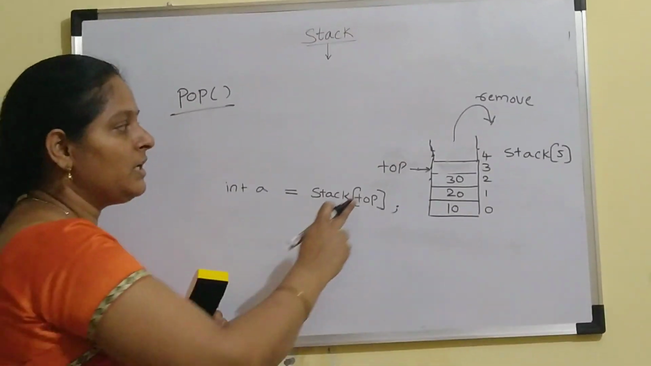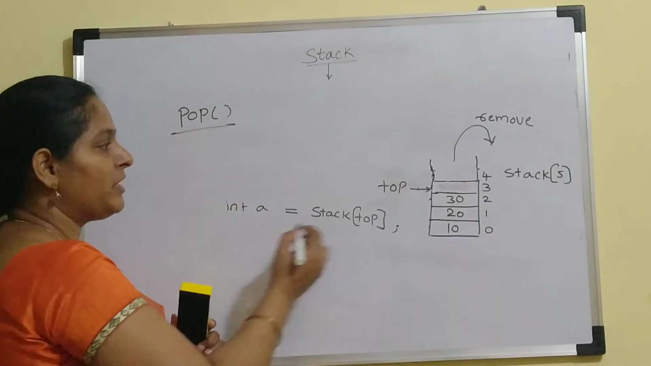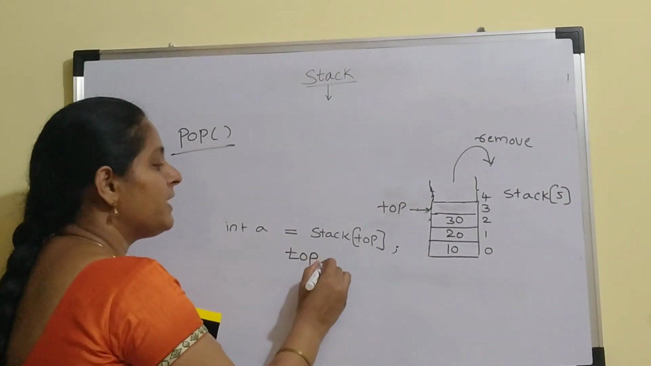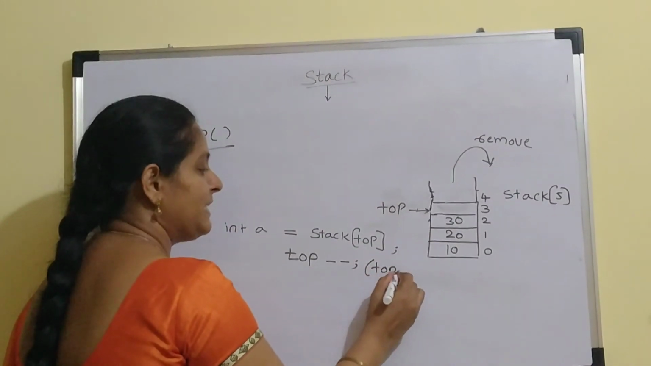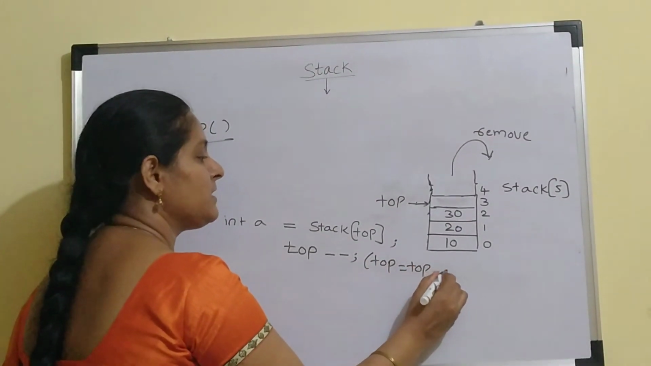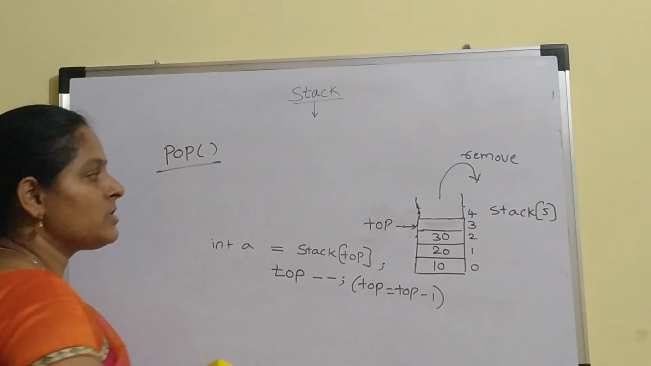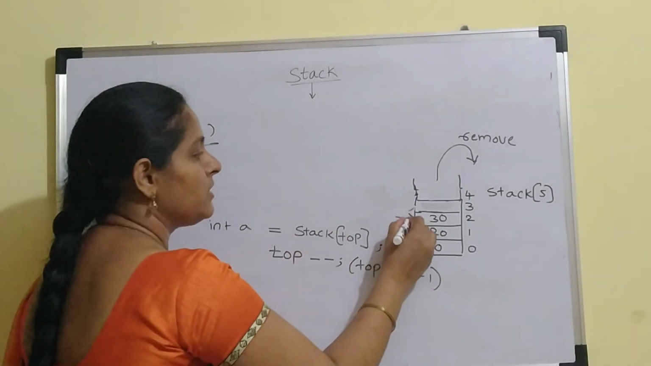After removal, the next element should be the top element. So for making the next element the top element, we need to decrement the top pointer by 1. Top equals top minus 1. So automatically after removal, the next element becomes top.